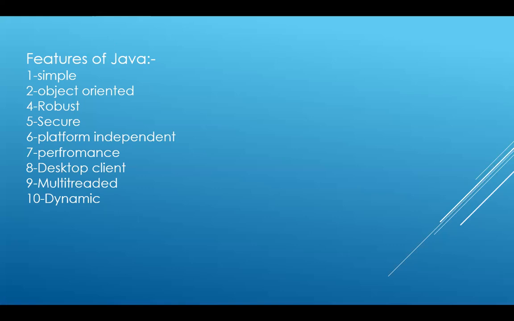Next, it is object oriented. Object oriented means that it deals with classes and objects. Later on, when we start the object oriented or OOPS concept inside Java, you will understand the concept of class and object.